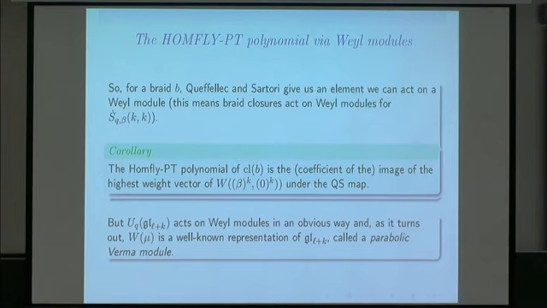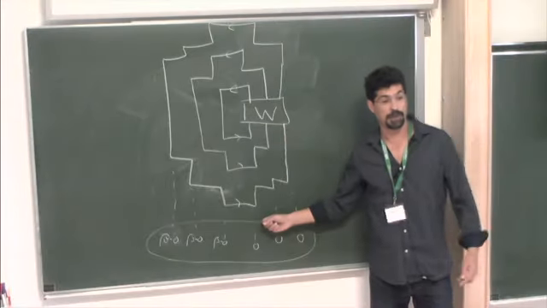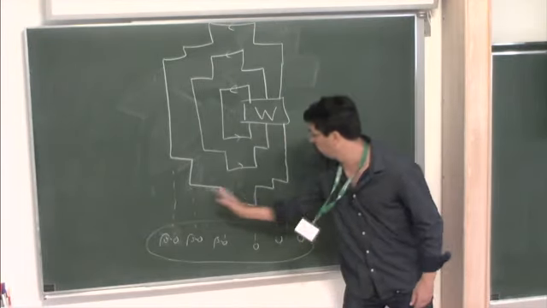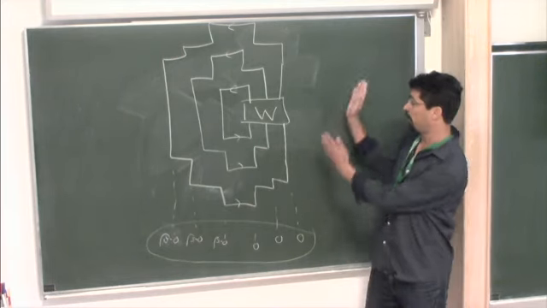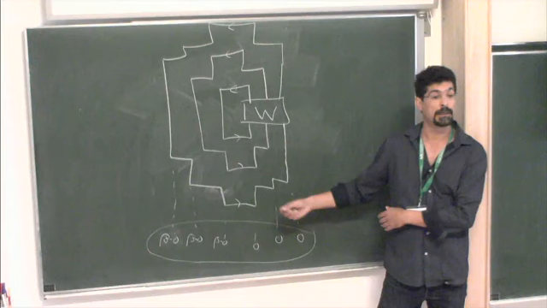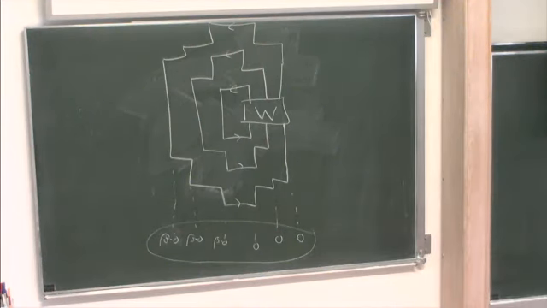And as it turns out, in this particular case, well, it's more general, but the case we're interested in, as a module over GL, let's say 2K, K strands going up, K strands going down, is what we call a parabolic Verma module. So now we can use representation theory of GL 2K to study HOMFLY polynomial.